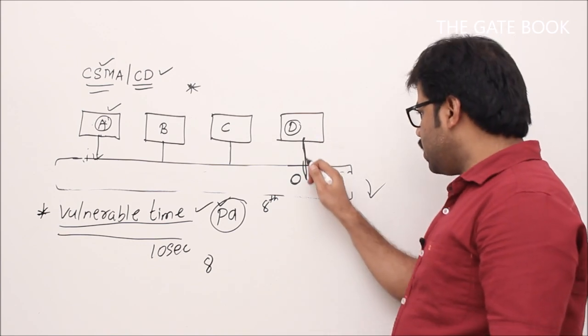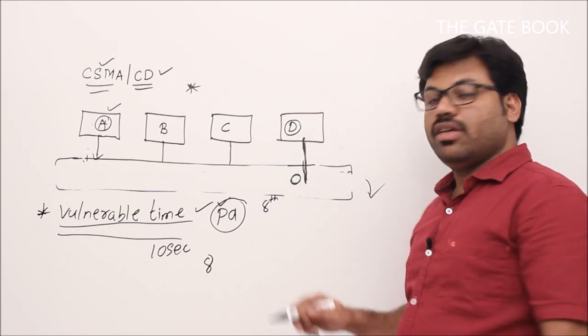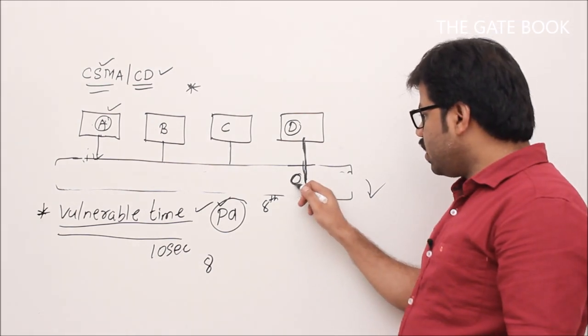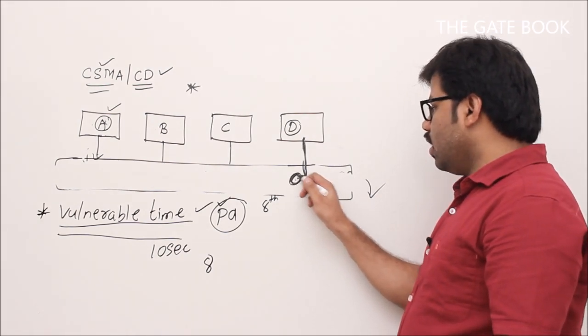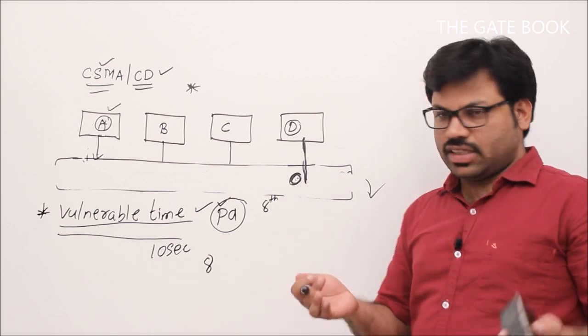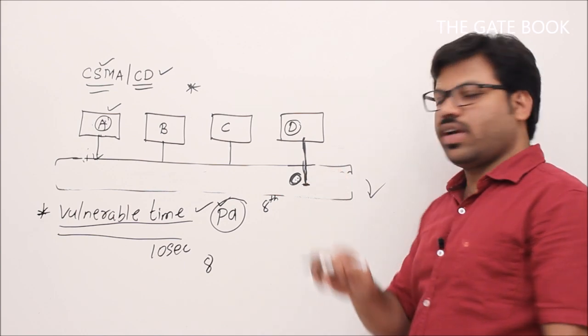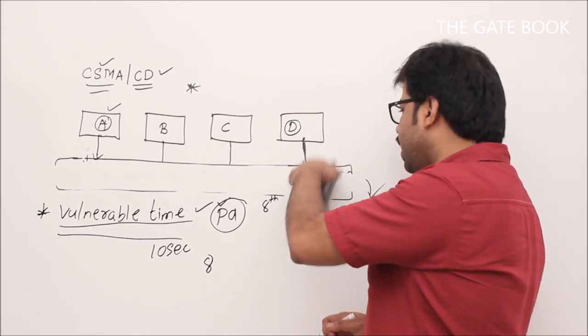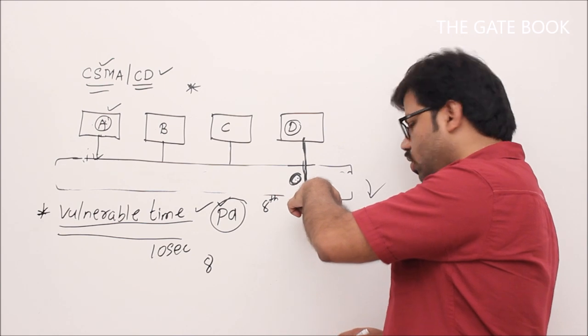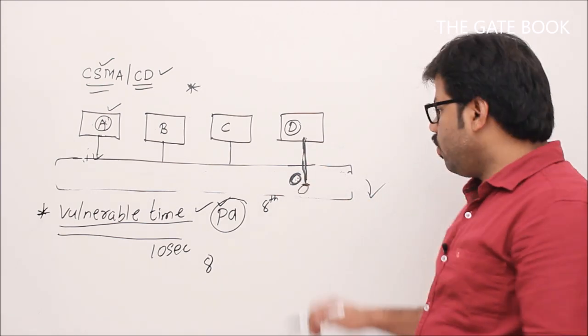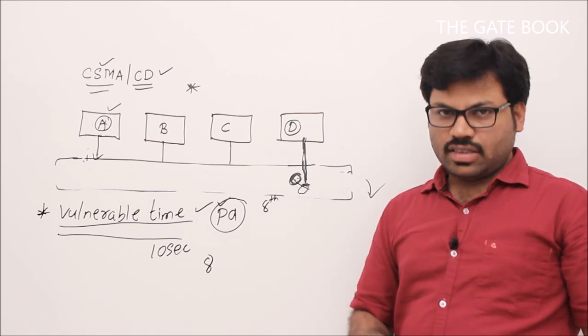That's fine. Now D senses the channel, and it still feels it is free, because the energy of this 0 might not influence this point yet. So D still thinks the energy level is 0. Immediately it will start sending, and now they will collide. Understand?